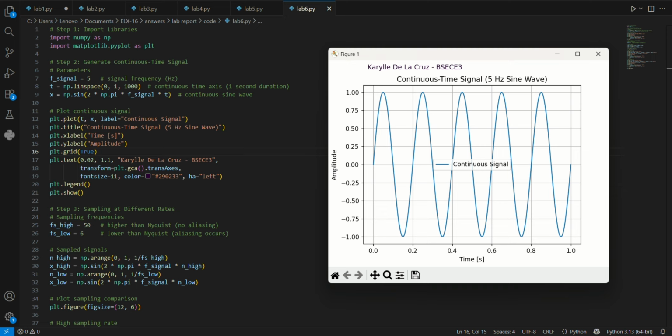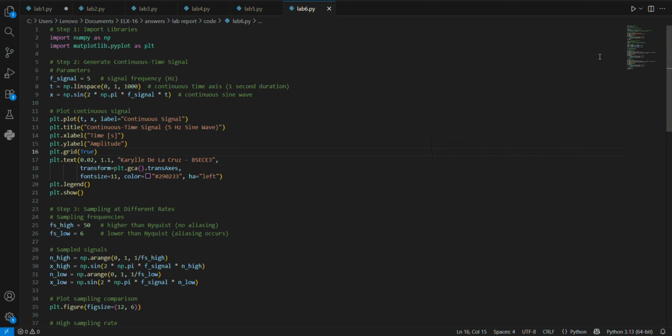So what is sampling? Sampling is the process of converting a continuous signal into a digital one by picking specific points along the time axis. Think of it like taking pictures of the signal at regular intervals. If we take enough pictures, we can reconstruct the original wave accurately. If we take too few, well, that's where aliasing happens, and that's exactly what we'll demonstrate.